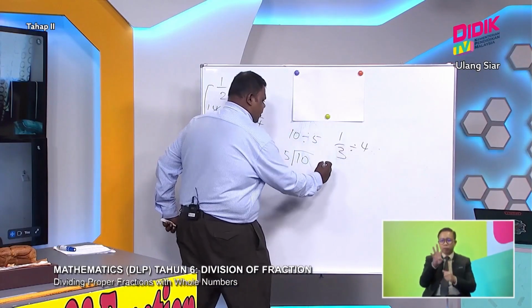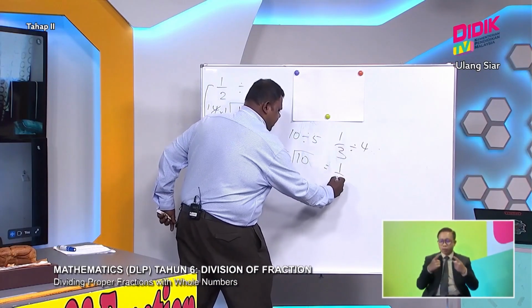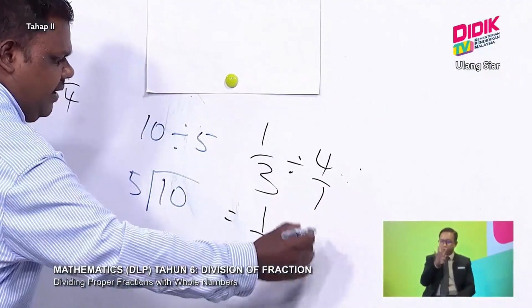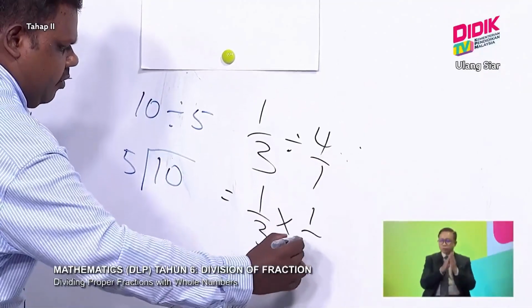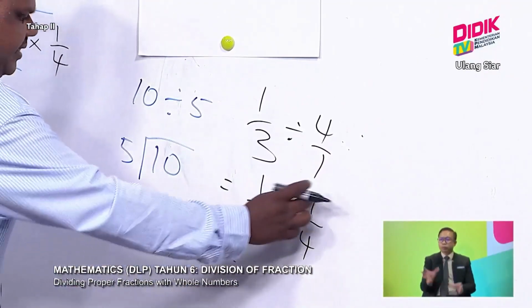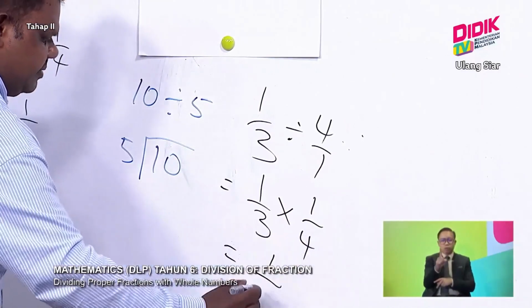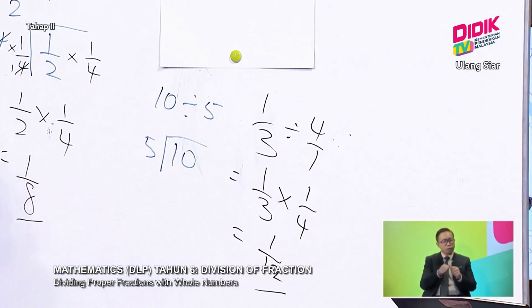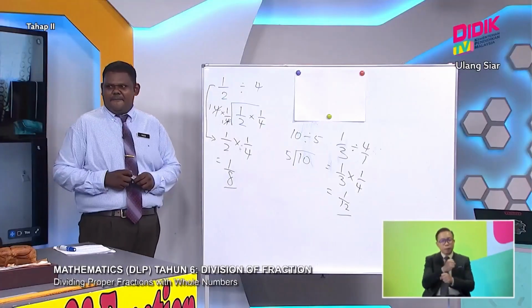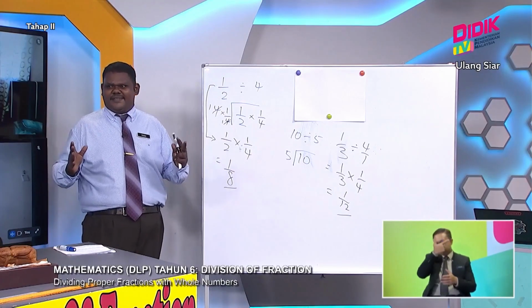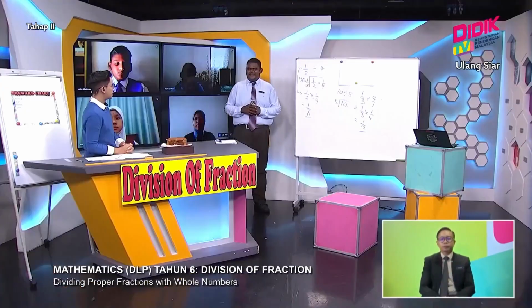Okay, this 4, I'm going to inverse it and change it to multiplication. 1/3 times 4/1, when we inverse, becomes 1/4. Here you cannot simplify. 1 times 1 is 1. 4 times 3 is 12. So each of the siblings will get 1/12, which is a smaller size. Yes, exactly, because you divide it into 3 parts.